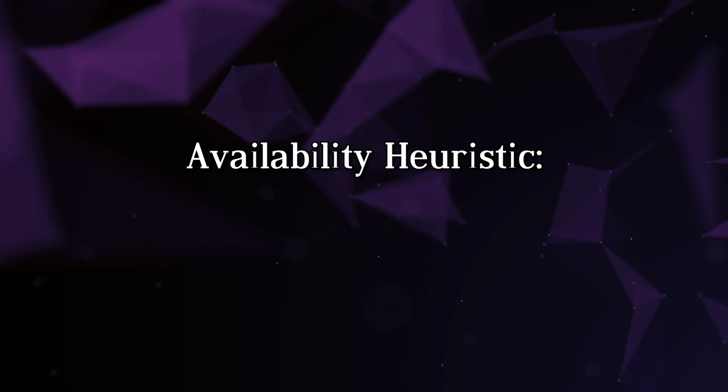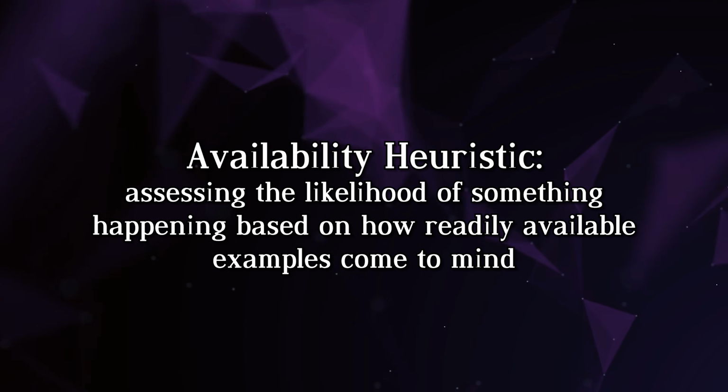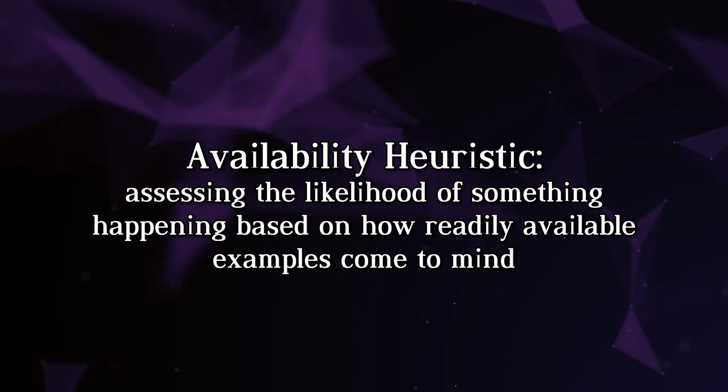Then we have the availability heuristic, which says that we assess the likelihood of something happening based on how readily available examples come to mind. For example, we might assume that plane crashes happen often because there's been a lot of plane crash coverage in the media recently. Or a doctor might minimize the risks of a procedure that are well documented in the research simply because he's never seen it happen.